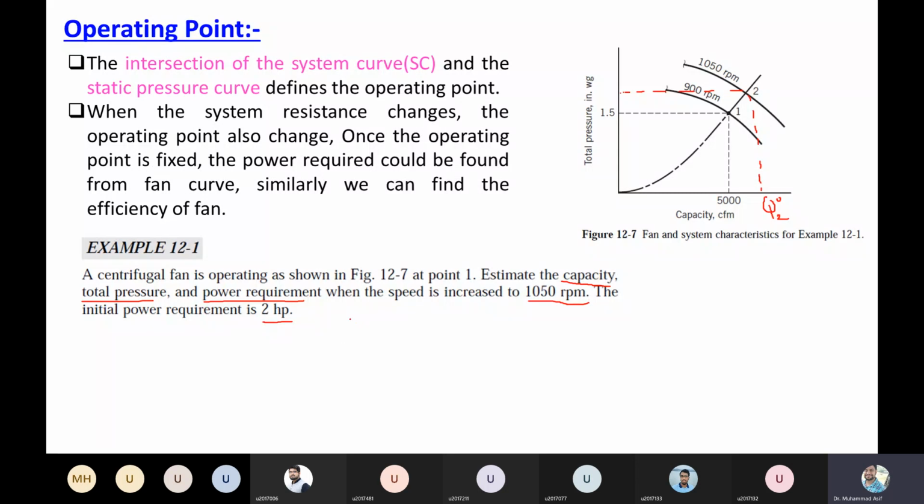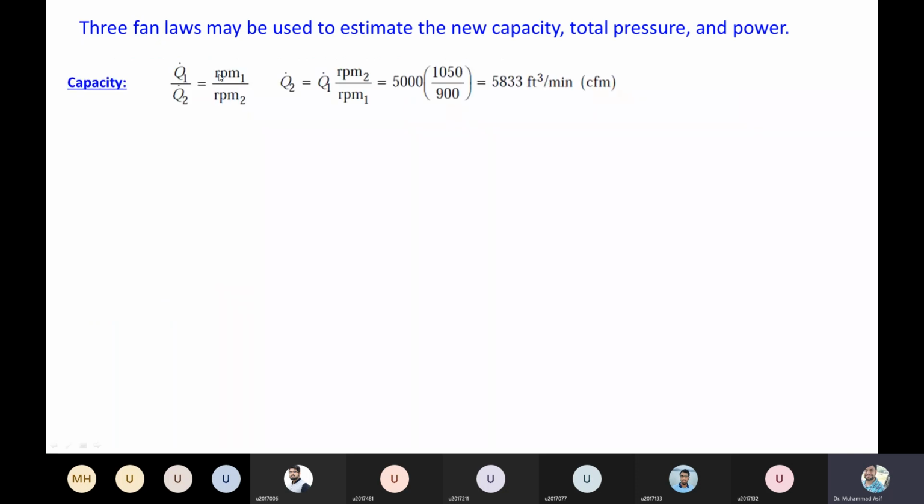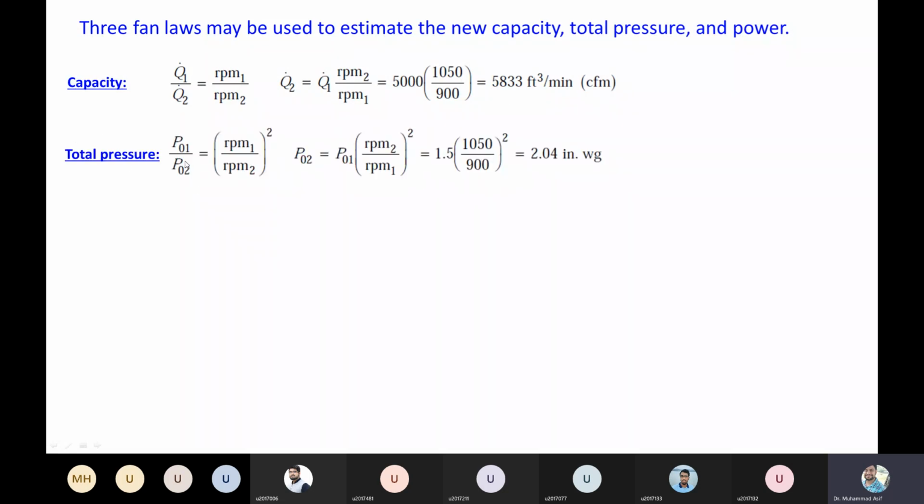So which law will we use? We will use the fan laws. We have three fan laws. The first fan law is between the RPM and the flow rate. We know the first RPM, the flow rate, and the second RPM as well, so from here we can calculate the new flow rate. Similarly, we'll use the second law, which is between the static pressure and the RPM, so here we can calculate P2.